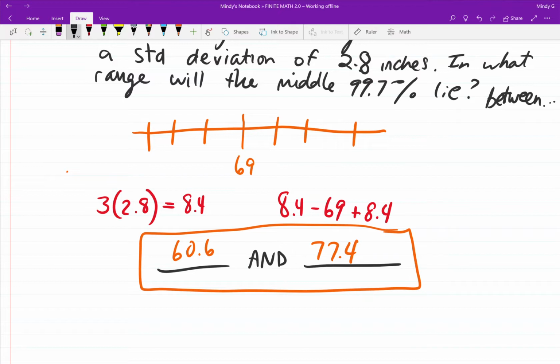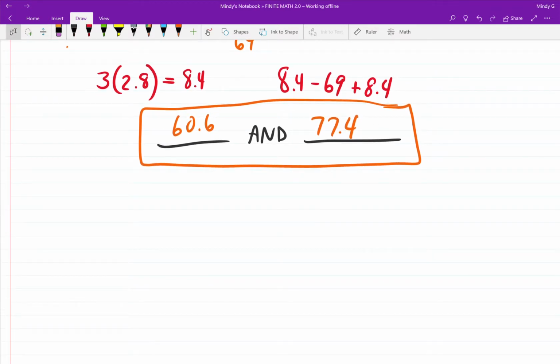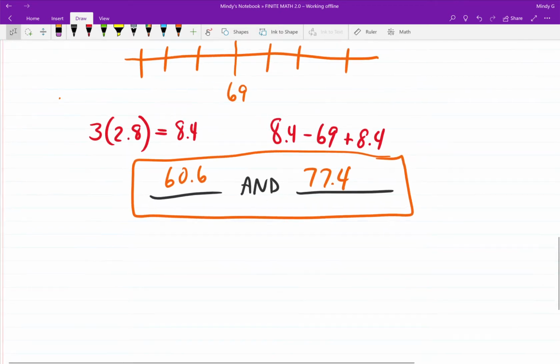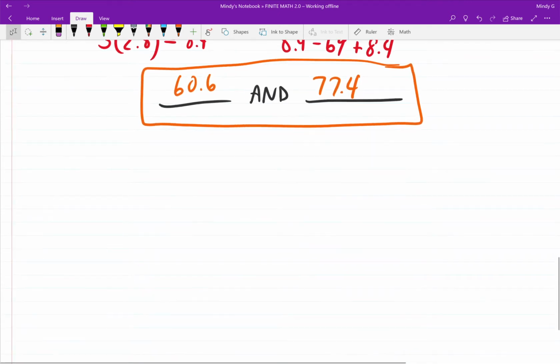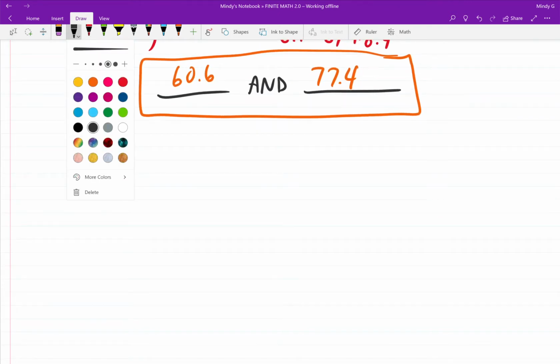So what is that in feet? How many feet is that? Divide it by 12 and find out. 5.5. There you go. I'm between that range. Okay, so y'all kind of get an idea of standard deviation. Yes? 69 minus 8.4 is 60.6 inches and 77.4 inches. So we're all good.